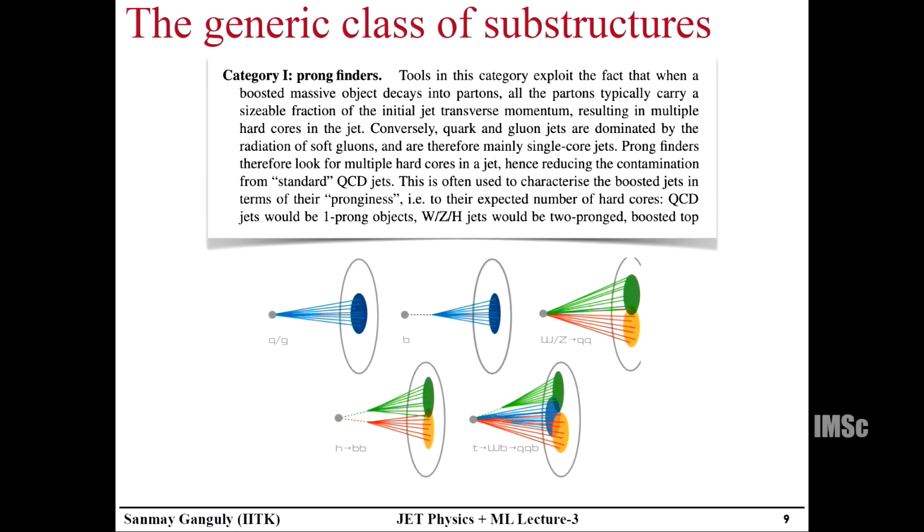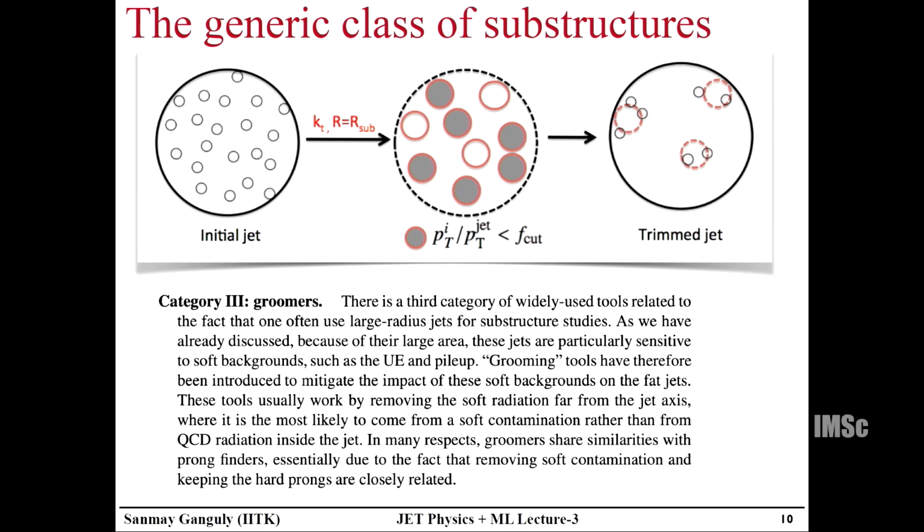Now, in general, when we are talking about substructure, what we try to do is a general class called pronginess finders, which I already explained. Like if you have a Higgs to b b-bar decay, it will be 2-prong, a top decay will be 3-prong, and so on and so forth. Another one is the groomers.